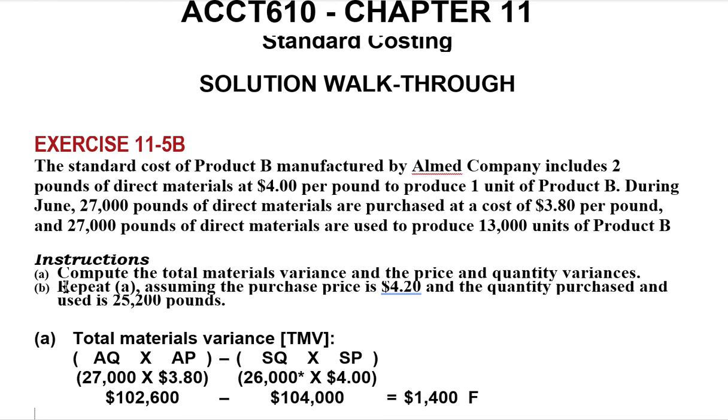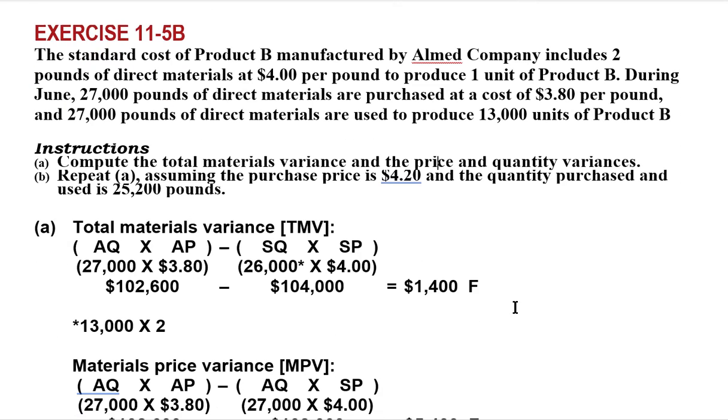standard. We're being asked to compute the total materials variance and then the components or sub-components of the materials variance, which would be the price variance and the quantity variance. What does that mean? It means that the materials variance can be due to either the price being different from the standard and or the quantity being different from the standard. One could be favorable, the other unfavorable, or both could be favorable or both could be unfavorable.